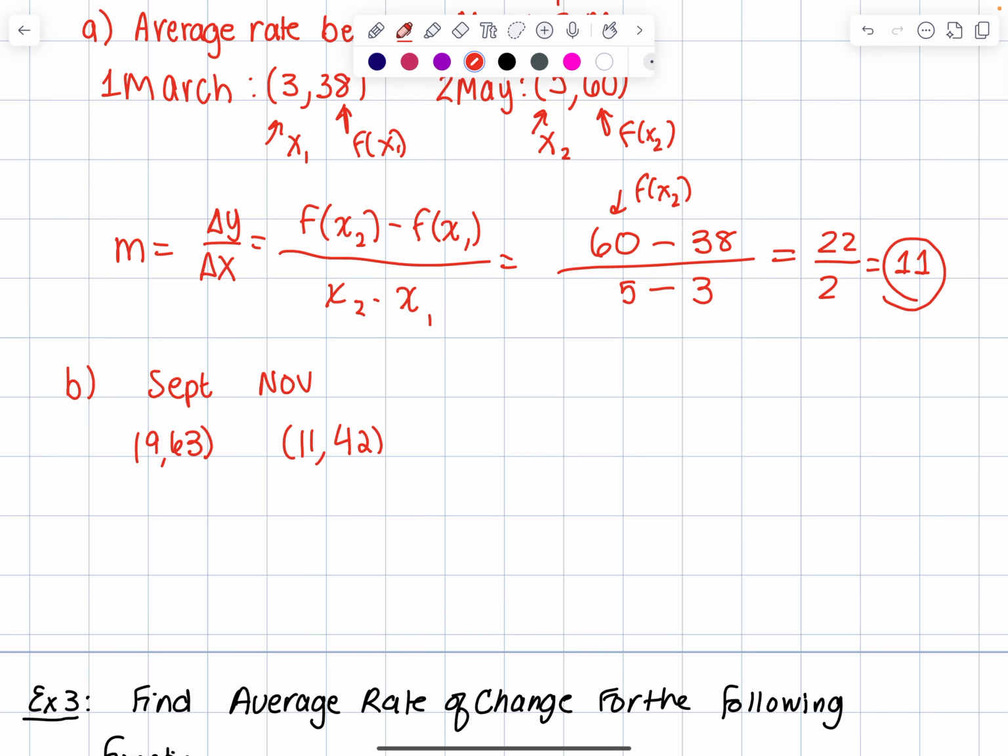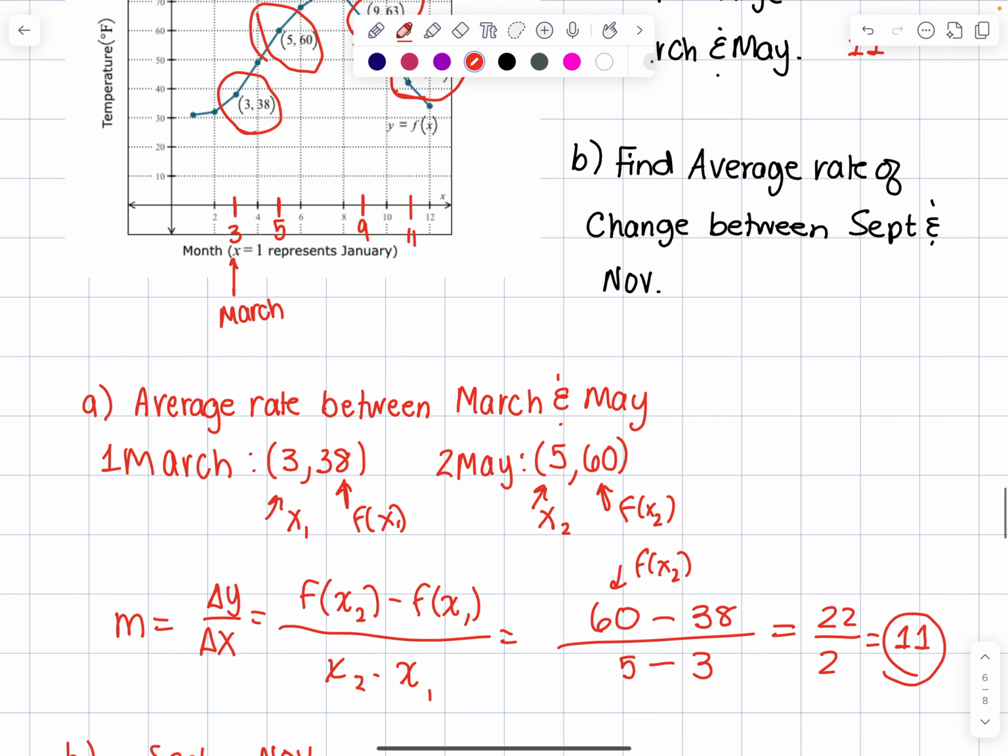All right, so now we're going to use the same formula from above. So this is going to be f of x2. It's going to be f of x1. So we have 42 minus 63, all divided by 11 minus 9. Now again, you could do this the other way. It does not really matter. You just have to be very careful with the signs, and you have to stay consistent. So we have negative 21 divided by 2. And so this doesn't really simplify nicely, so we'll just leave this. Negative 21 over 2 is going to be the rate.